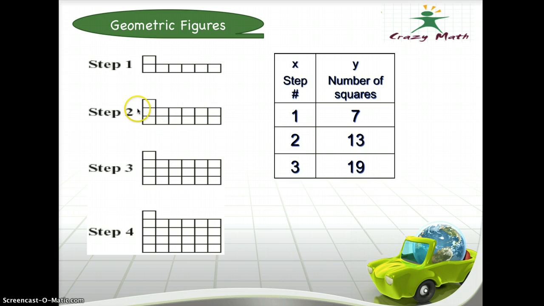When you are in step 2, you will have 1, 2, 3, 4, 5, 6, 6 times 2 is 12. You have 13. In step 3, x is 3. You have 19. And then I did not include step 4. In your input-output table, please include step 4. So complete the table. What could be the rule for this? Stop the video and work on finding the rule or function for this input-output table. It should be y is equal to 6x plus 1.